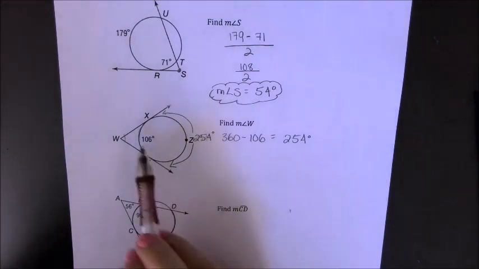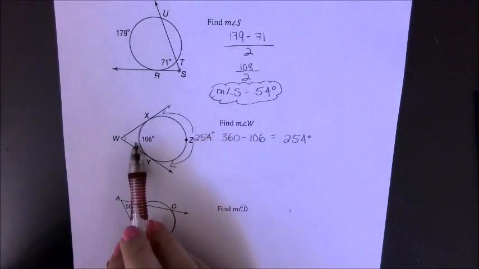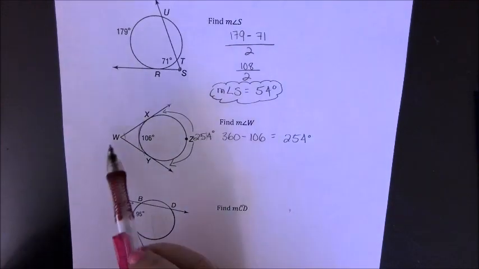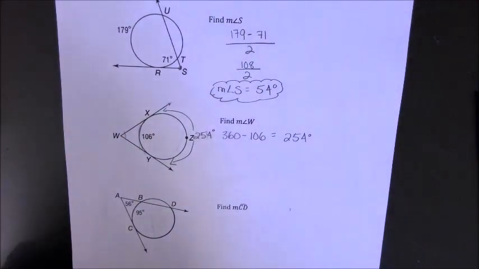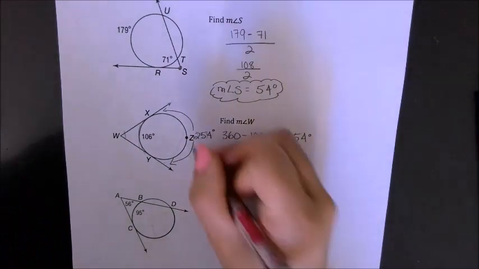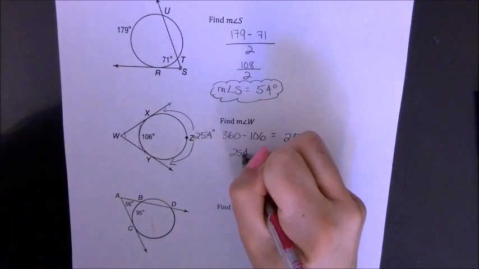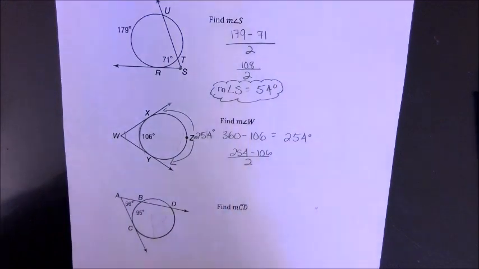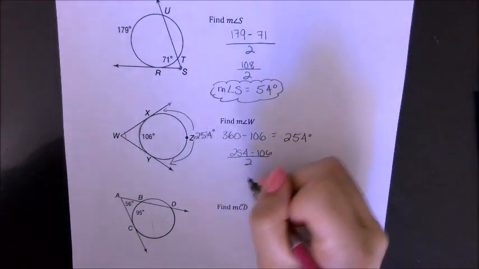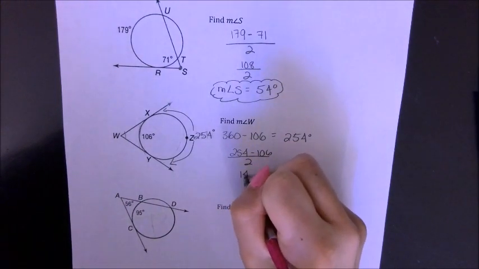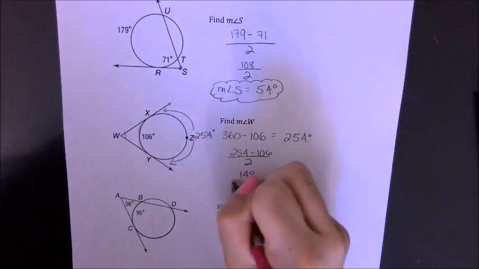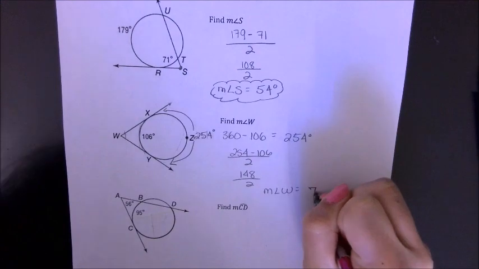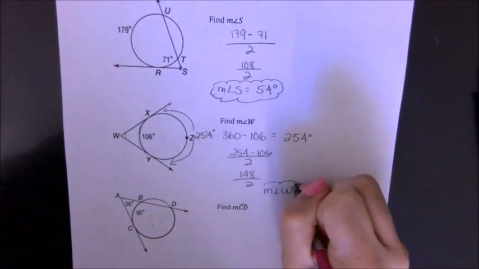Okay, now that we have the intercepted arcs, I have the minor arc and now I have the major arc. Because the vertex is outside, you find the difference and take half of it. So the major arc minus the minor, divided by 2. That's going to give me 148. Divide that by 2, so the measure of angle W equals 74 degrees.